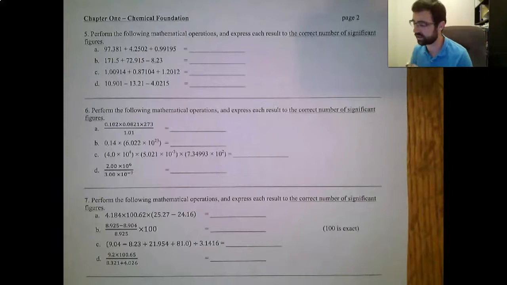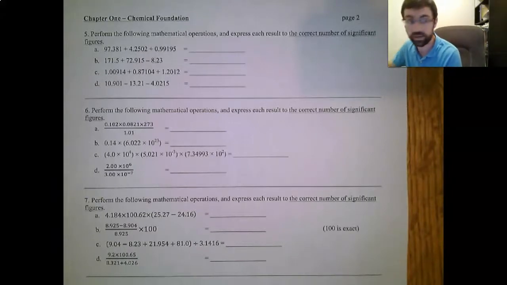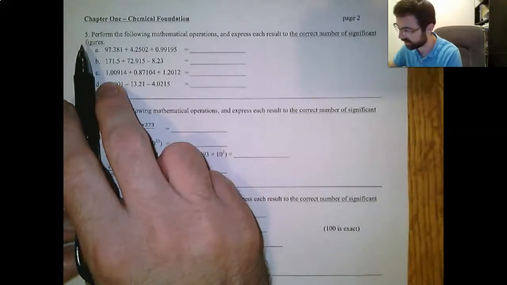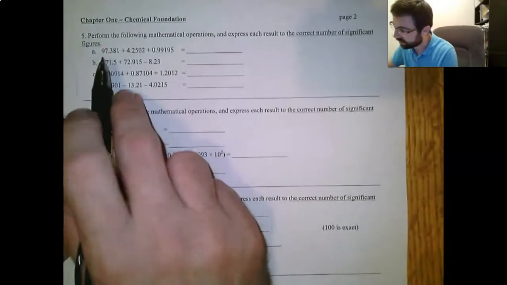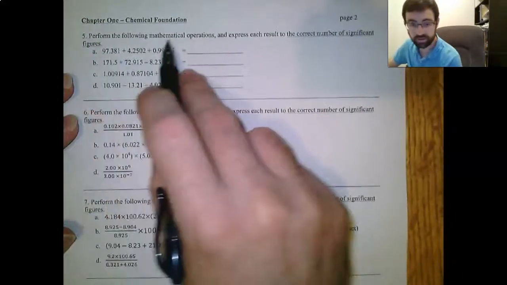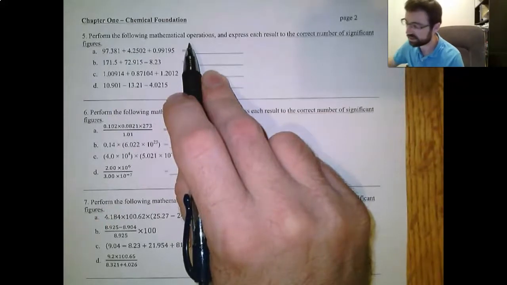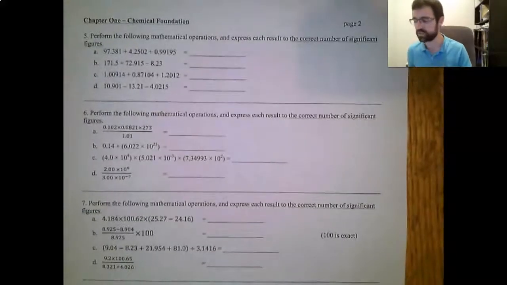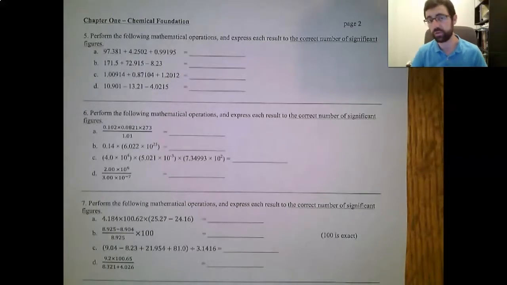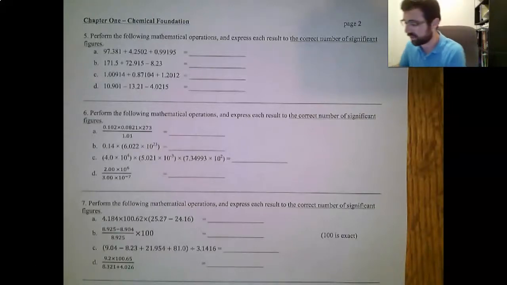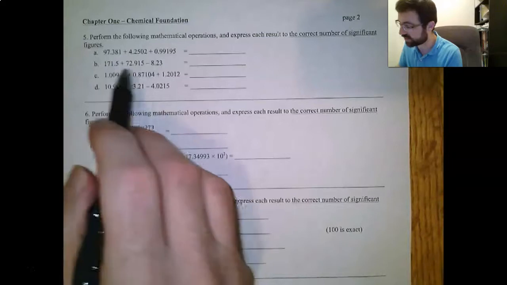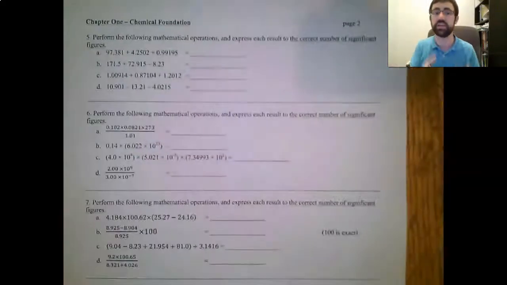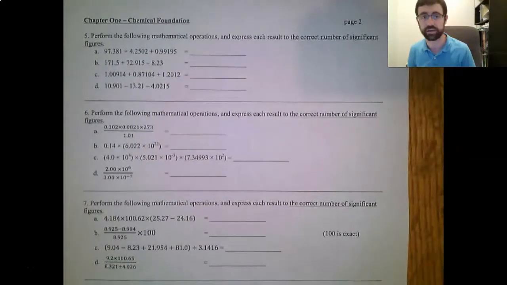Okay, this is Summer Homework Chapter 1, Number 5, so we're going to start off up here. We're performing mathematical operations, and we need to use the correct number of significant figures. So remember that we've got different rules for significant figures. We've got addition and subtraction rules, and we've got multiplication division rules. If we look at all of these, it's either addition or subtraction. So we're going to follow the addition subtraction rules in this section.